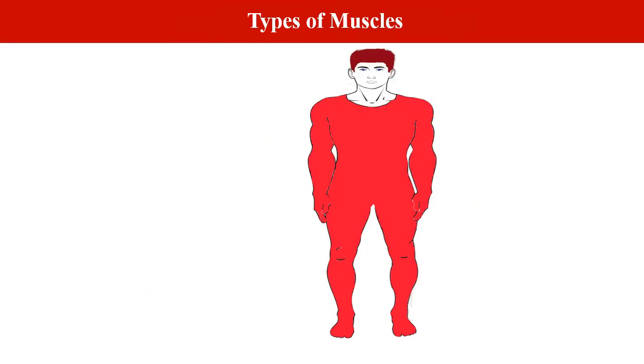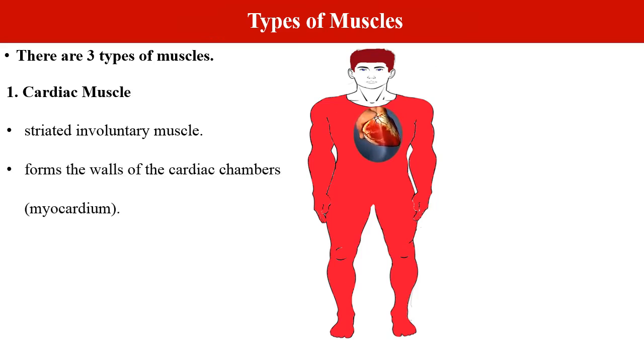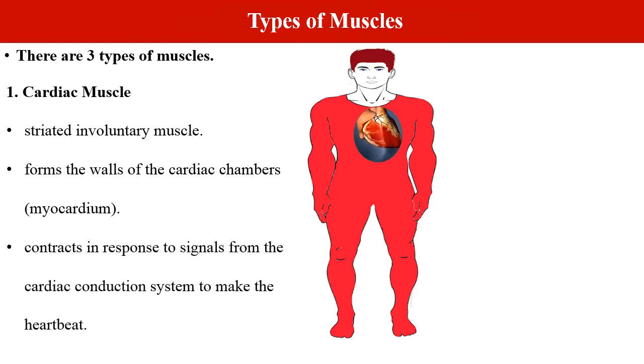Types of muscles. There are 3 types of muscles. Let's discuss the cardiac muscle. Cardiac muscle is the striated involuntary muscle that forms the walls of the cardiac chambers, that is the myocardium. It contracts in response to signals from the cardiac conduction system to make the heartbeat.